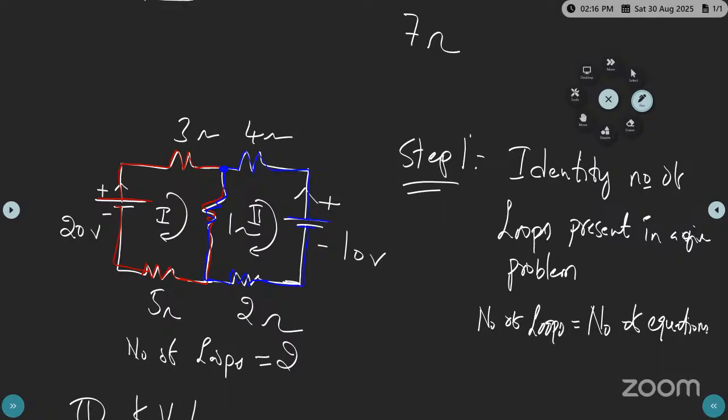I said it is very important. For example, suppose you are unable to identify that a problem consists of 3 loops. You say it has 2 loops, so you will get two equations. But what about the remaining one equation? You are unable to write down the other equation. So the number of loops is equal to the number of equations, which is equal to the number of unknowns.